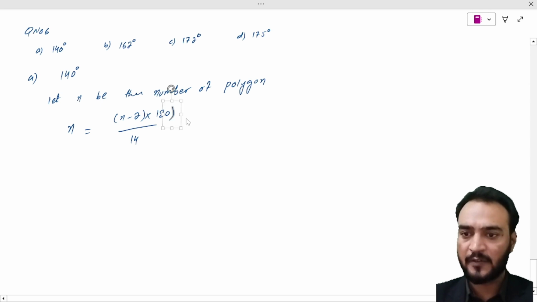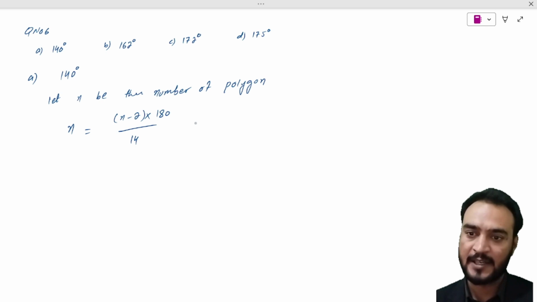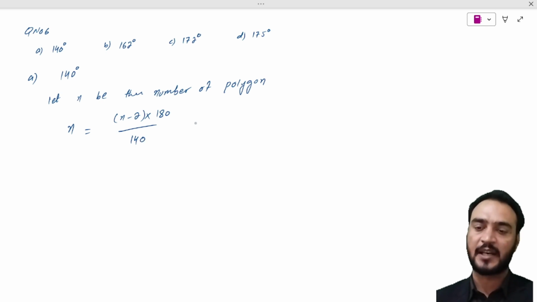Actually, we are dividing the sum of interior angles by one interior angle, and one interior angle is given, that is 140. Each interior angle is 140. So dividing the sum of interior angles by one angle, we get the number of sides the polygon has. So this is the formula to find the number of sides when one interior angle is given.